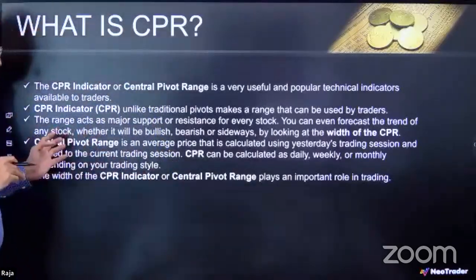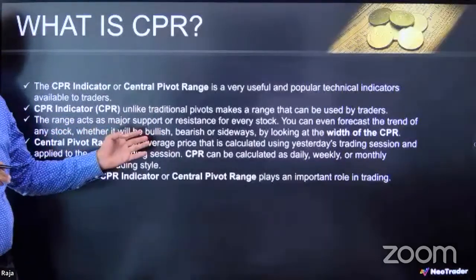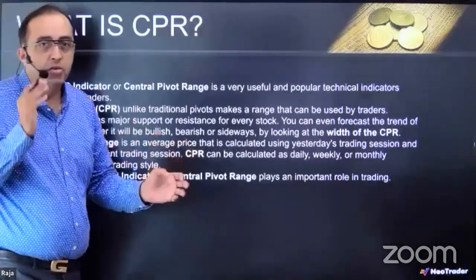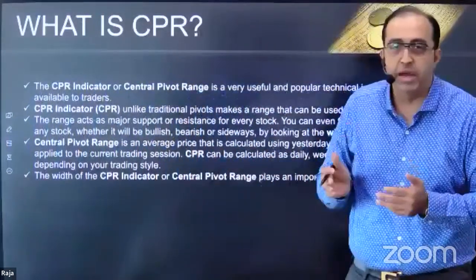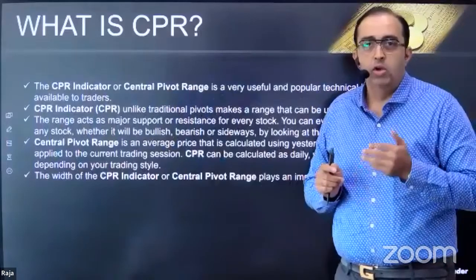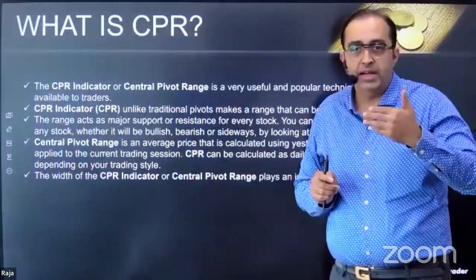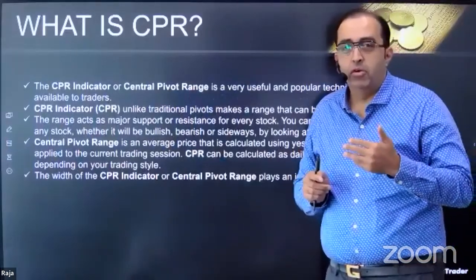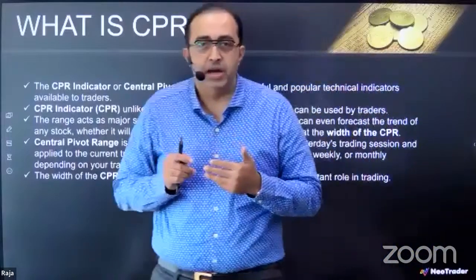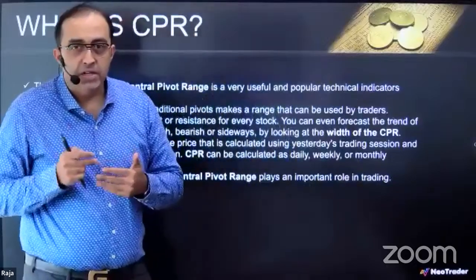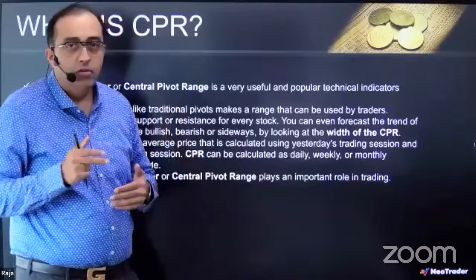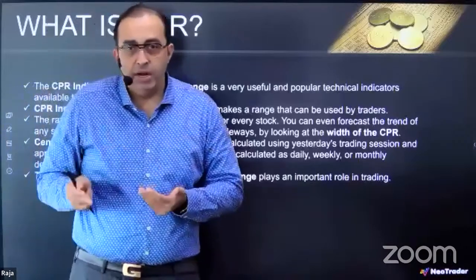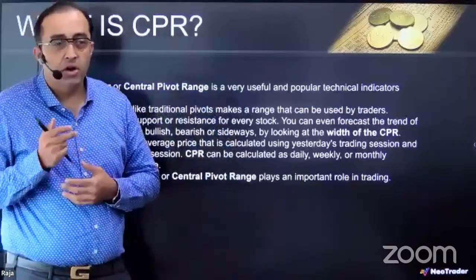So now, based on the central pivot range, you will be able to look at the markets in a much better way. When a CPR is made available to you, you will be able to look at the market and decide what could happen. So basically the essence of CPR is to tell you what kind of trend can emerge, and based on that you can decide your future course of action. It's very useful on intraday, on multi-day, but today we are focusing on intraday.